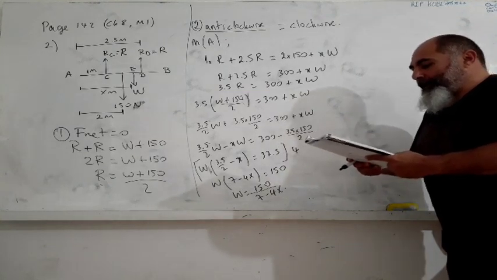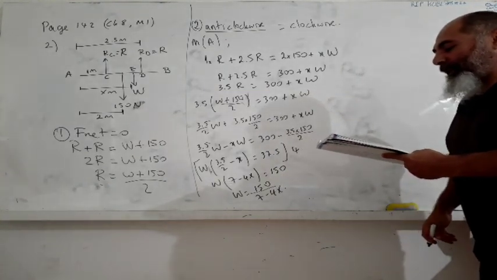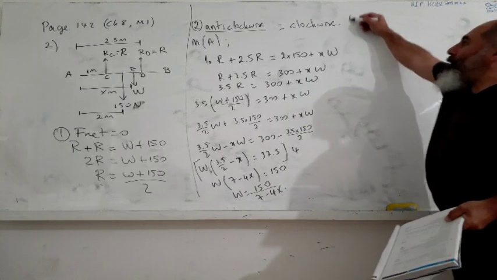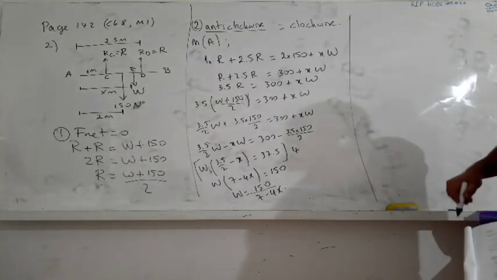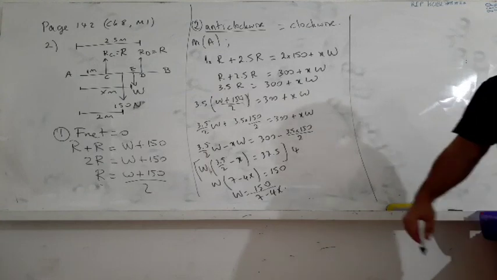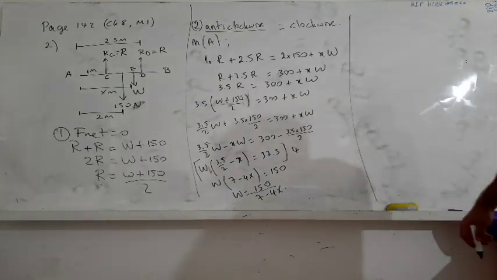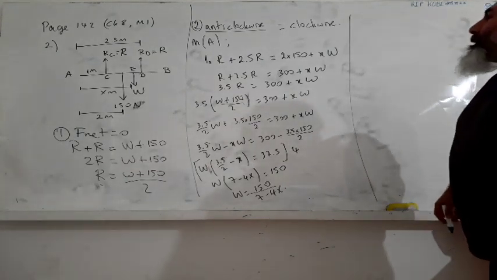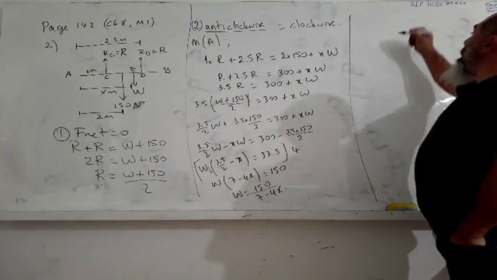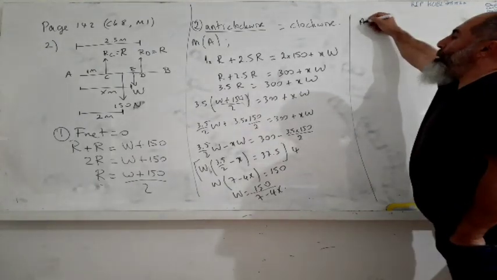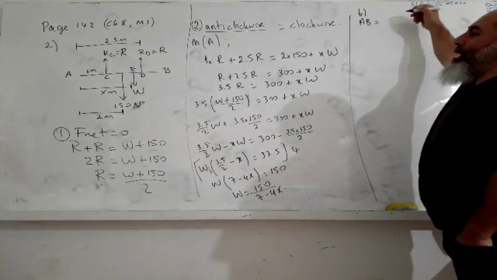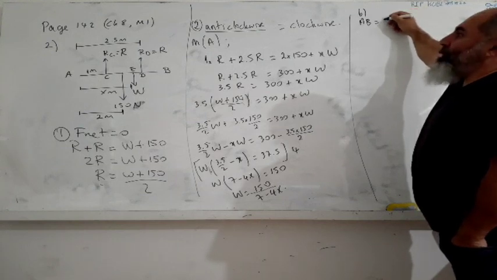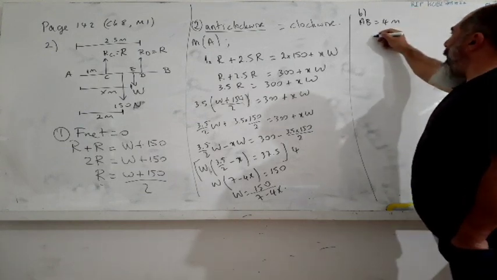Now deduce the range of possible values of x. Now we have to talk about x, where x can be. So we know that AB for part B, AB is equal to 4 meters. So x must be less than 4.